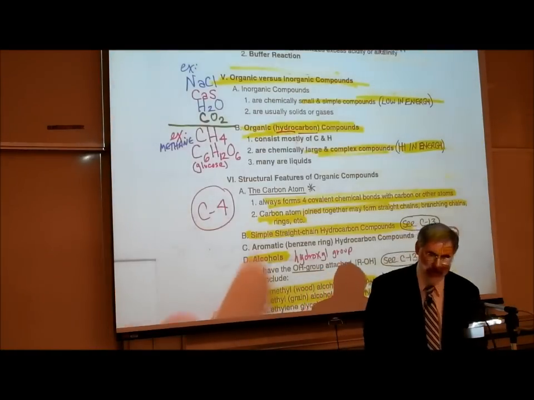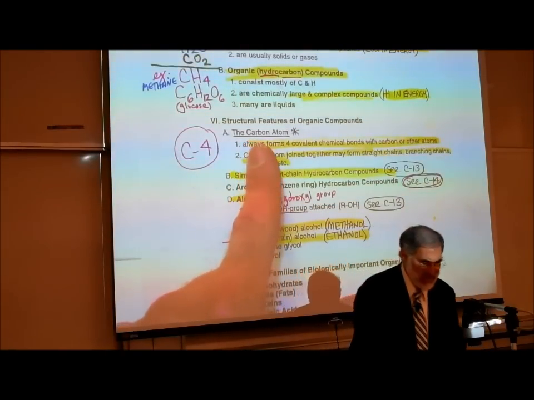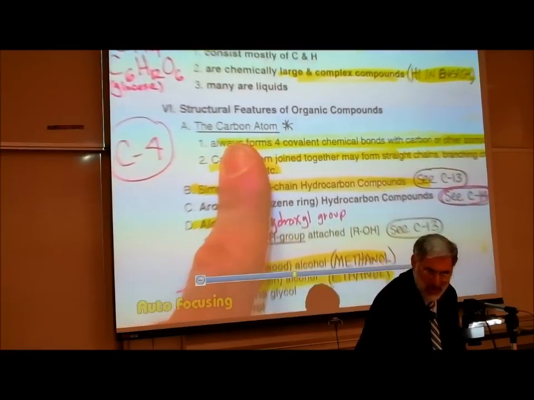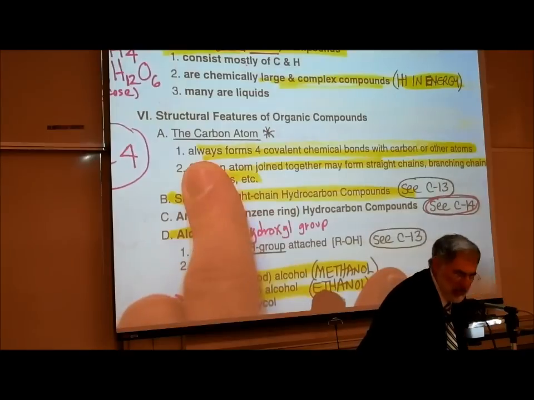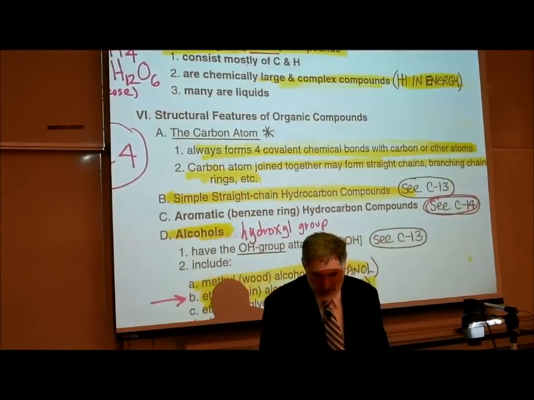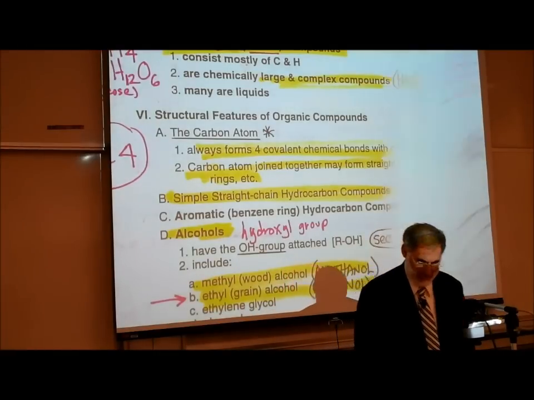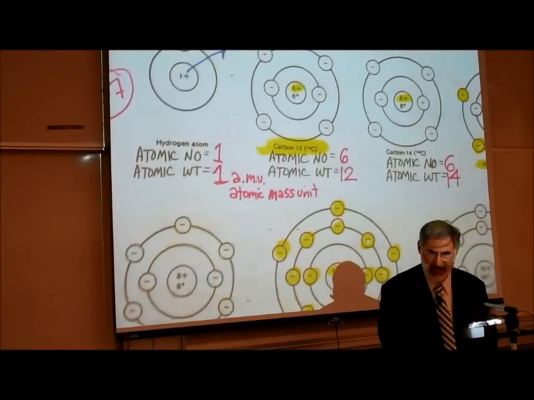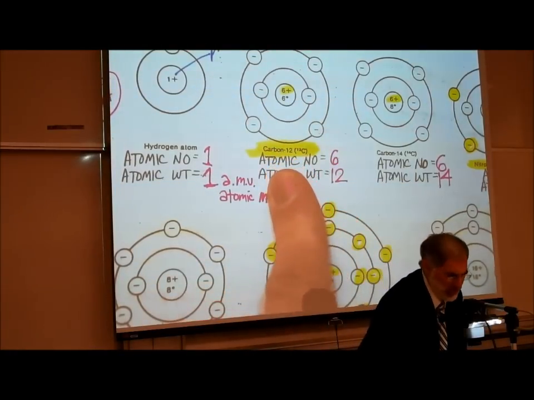So we wrote back on page C4 that it really comes down to the unique properties of a carbon atom. And I want to remind you of where we first saw a picture of a carbon atom. It was page C7. This is page C7. And here's where we had a carbon atom pictured on page C7.